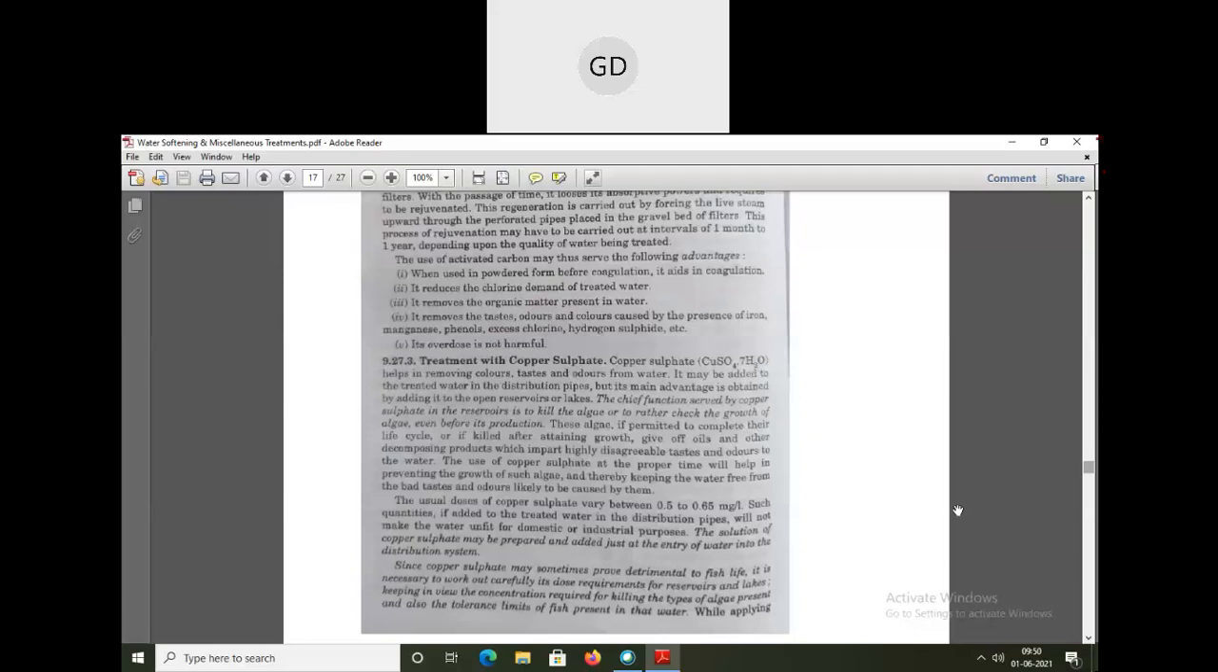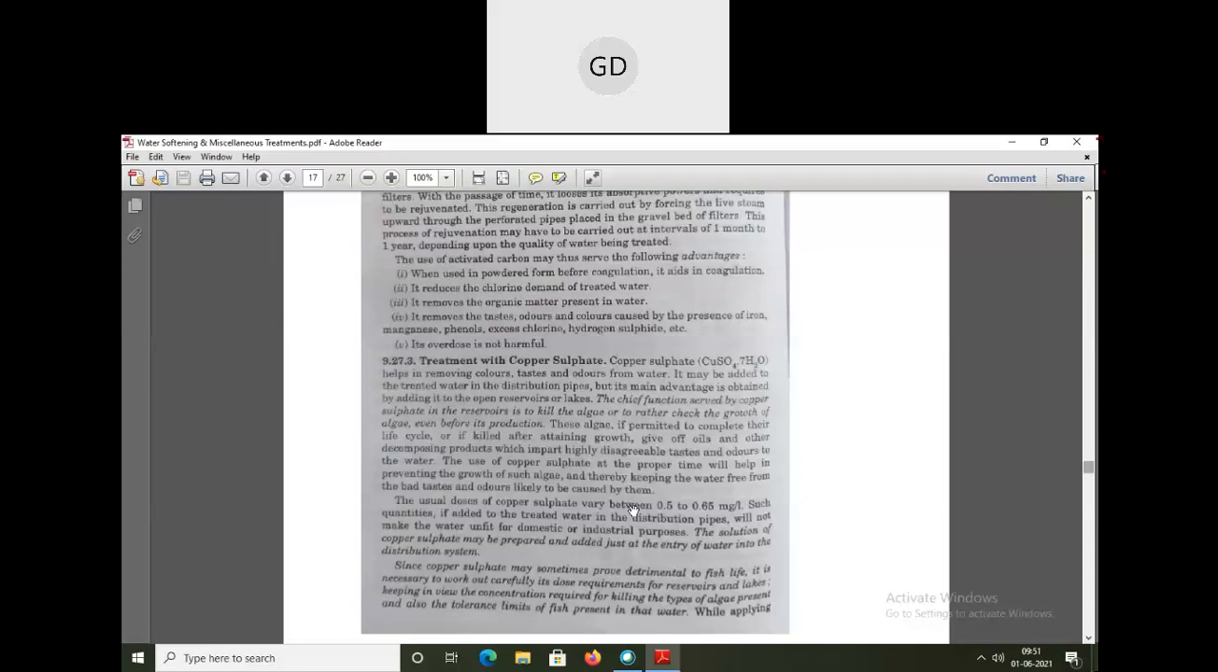Okay, so the chief function served by copper sulfate in the reservoir is to kill the algae, or rather to check the growth of algae even before its production. If you add copper sulfate before the treatment processes are started, in the raw water before taking the water to the treatment plant, the copper sulfate will act very fine and kill all the algae that are present in the water.